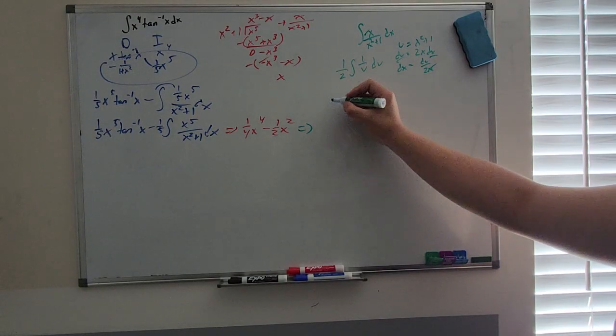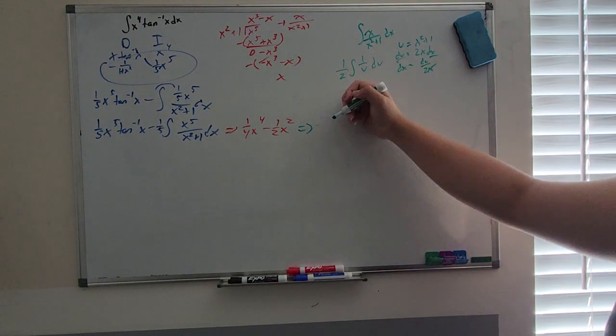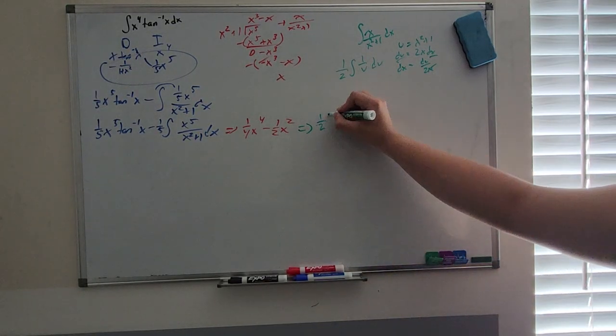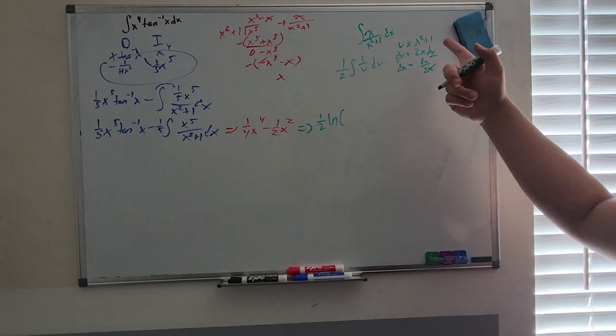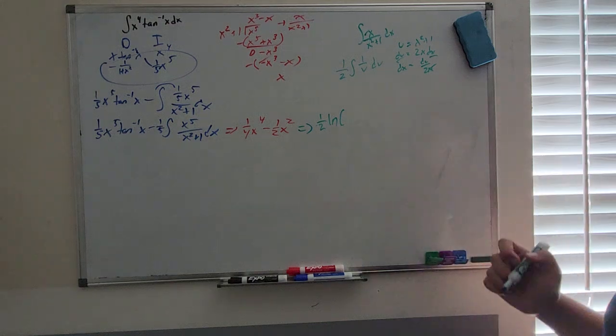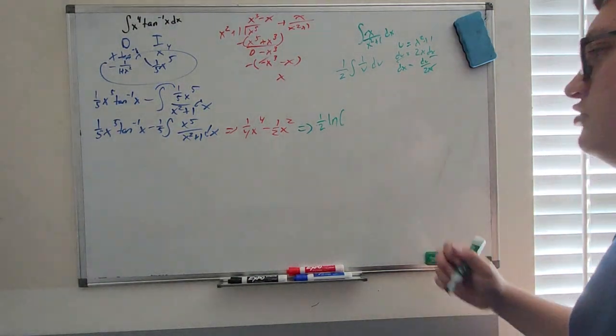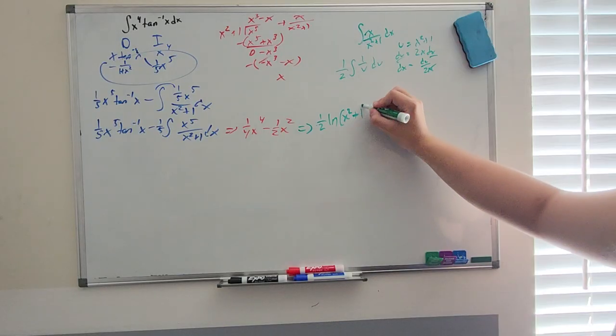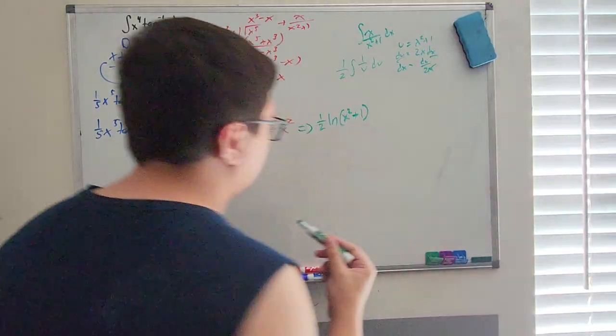We can bring the 1/2 down. That will just be natural log. And whether the number is negative or positive, it will still be positive, so we don't need the absolute value sign. So we just bring down the close parentheses, and there we go. Now we have our answers.